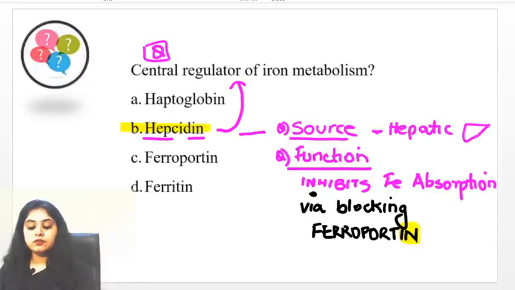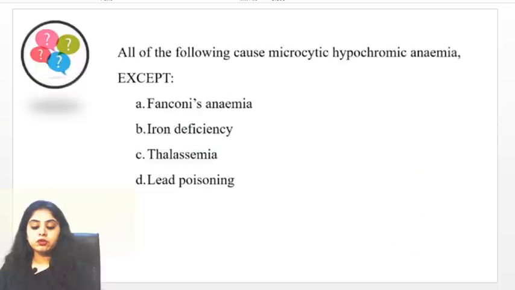So quick revision. Hepcidin is a master regulator of the iron metabolism. It comes from the liver and it inhibits iron absorption via blocking ferroportin. Hepcidin inhibits ferroportin. Okay, moving on to question number 3.